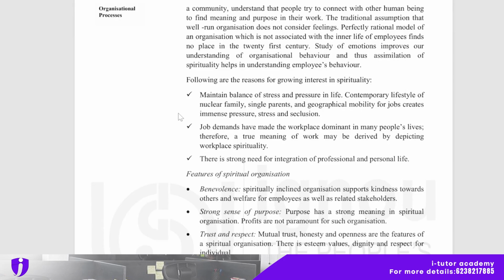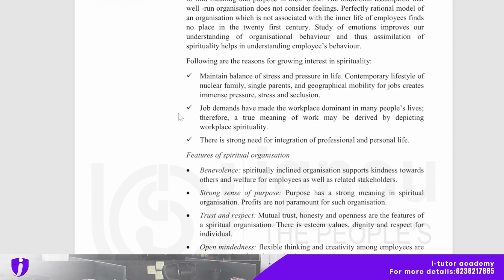The first one is maintaining balance of stress and pressure in life. The contemporary lifestyle of nuclear families, single parents, and geographical mobility for jobs creates immense pressure, stress and seclusion. Job demands have made the workplace dominant in many people's lives. Therefore, a true meaning of work may be derived by practicing workplace spirituality. There is a strong need for integration of professional and personal life.